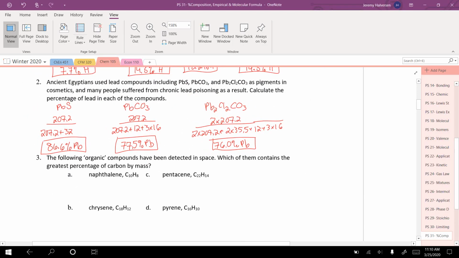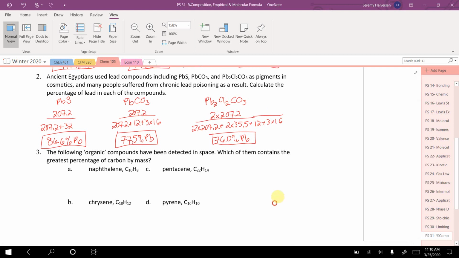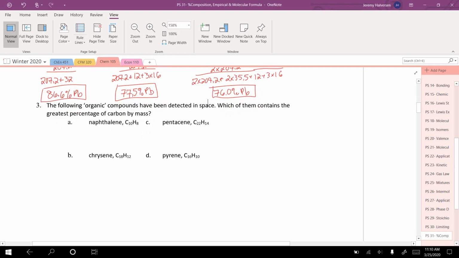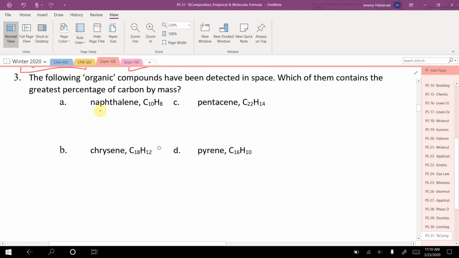All right, the following organic compounds have been detected in space. Which of them contain the greatest percentage of carbon by mass? Let's just find the mass percents for each. That's going to be the amount of carbon. So 10 carbons in this one divided by 10 carbons plus 8 hydrogens. This one gives me 93.75% carbon.